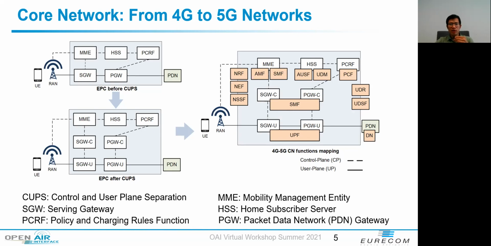For example, the functionality of AMF is similar to that of the mobility management function from the MME. The functionality of SMF comes from the session management part of MME and the control plane part of SPGW. The functionality of HSS is divided into AUSF and UDM, and several new entities are introduced to support service-based architecture, such as the NRF for service registration and discovery, and NSSF for network slicing.